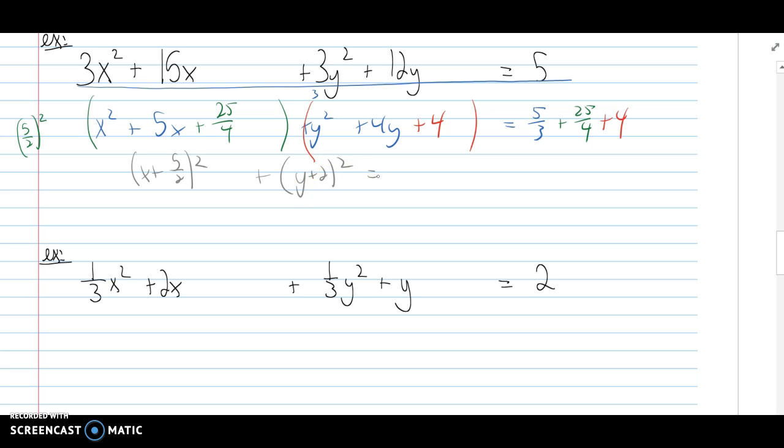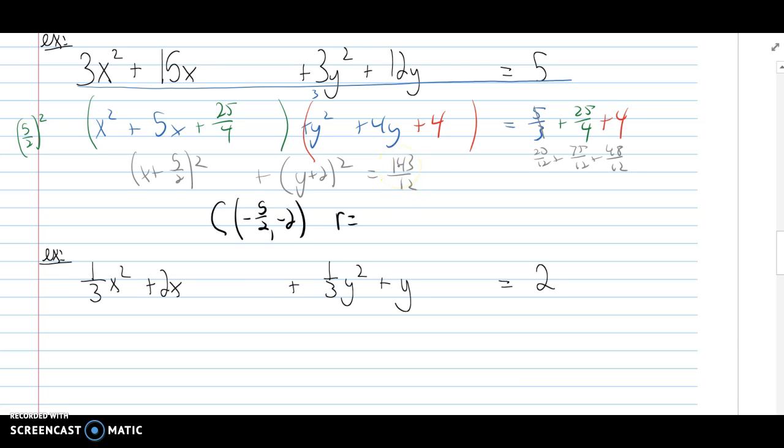And then on the right, we need to add all these together. As far as common denominators goes, it's going to be a 12. So 20 over 12, 75 over 12, and 48 over 12. So now if we add all those numerators together, it gives us 143 over 12. So to the answer, the center is -5 halves, comma, -2. Then our radius is the square root of that number.